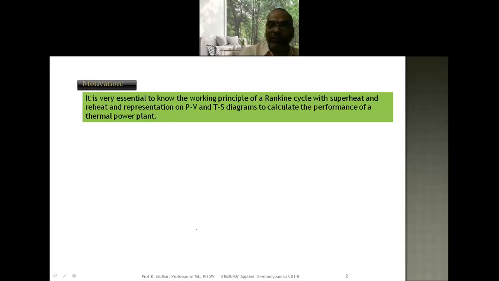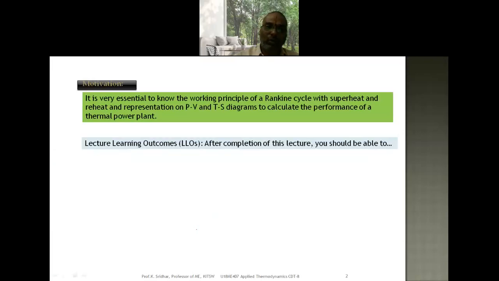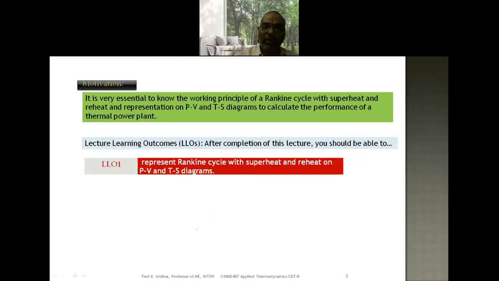of a Rankine cycle with superheat and reheat, and you should represent the same on PV and TS diagrams to calculate the performance of a thermal power plant. And the outcome of today's lecture is you should be able to represent Rankine cycle with superheating and Rankine cycle with reheating on PV and TS diagrams after listening to this particular lecture.